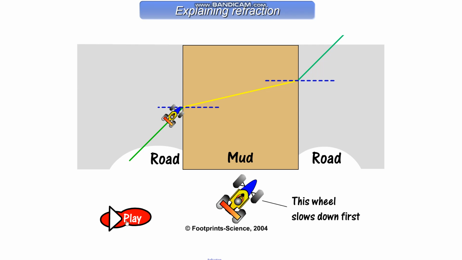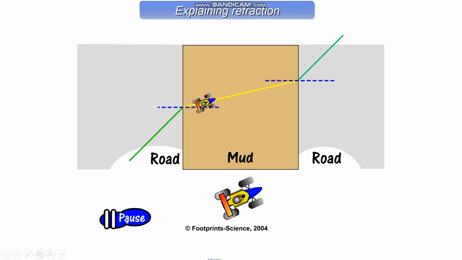Now, once all four wheels are in that mud, the car will then continue to travel in a straight line as light does in glass. It'll be at a slower speed. If it's glass, it'll be about 2/3 of what the speed is in air. If it's mud, who knows, but it'll be slower.